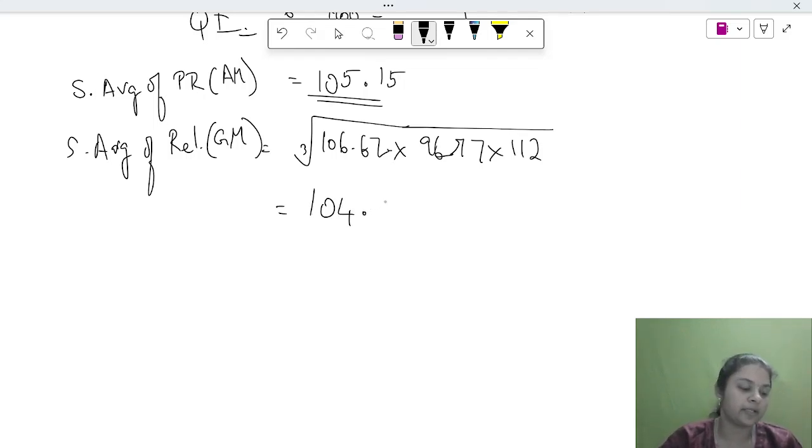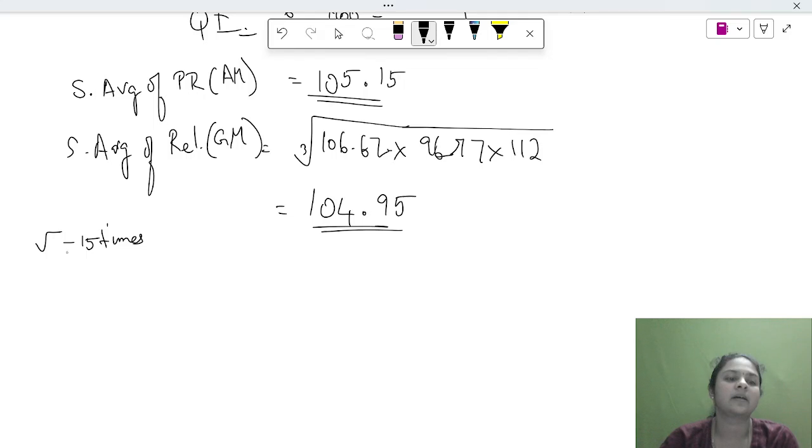So you will get 104.95. Now how to take the cubic root? In the calculator, don't spend time doing logarithm functions and all. Use the calculator shortcut for taking cubic root. For taking any nth root, you have to press the root button 15 times. Then do -1. Then divide by n.